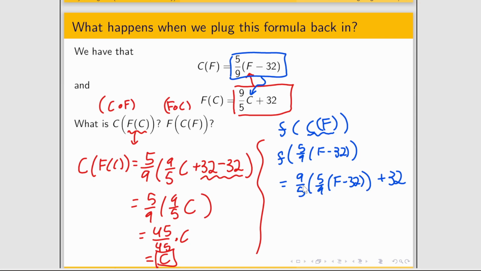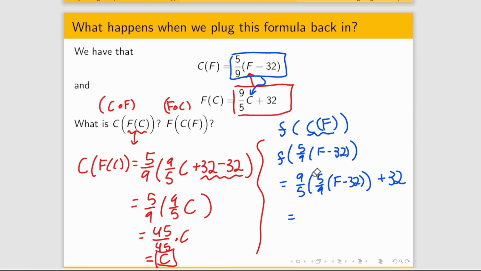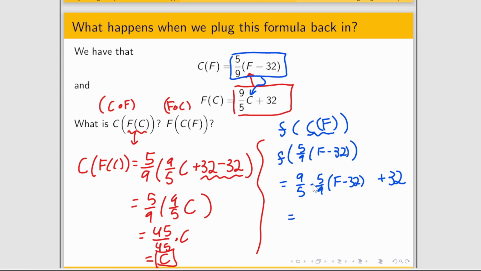Now to simplify this, I would just start with this multiplication. Well, 9 over 5 times 5 over 9 still gets us 1. And if you're thinking about distribution, keep in mind you would have to distribute the 5 over 9 first, and then distribute the 9 over 5 to that, or you can just think of this as a sequence of multiplication. We have a 9 over 5 times a 5 over 9 times a Fahrenheit minus 32. By the associative property, I am allowed to move those particular parentheses and just say this is really a bunch of multiplication here. That's the associative property with multiplication.